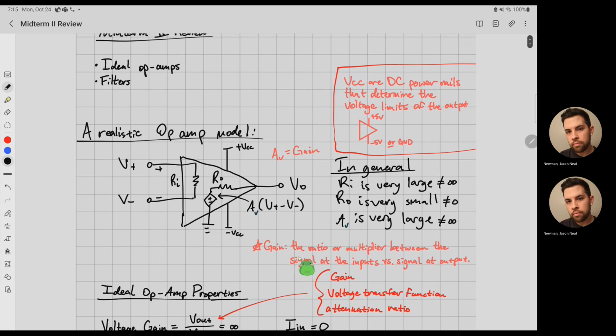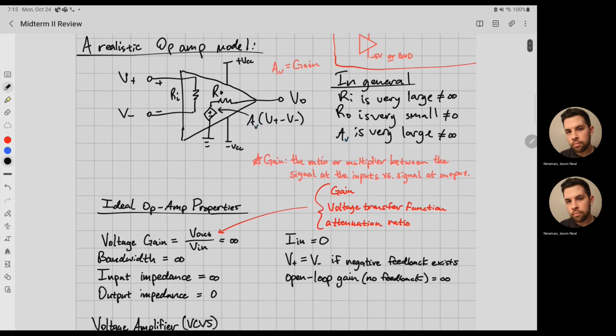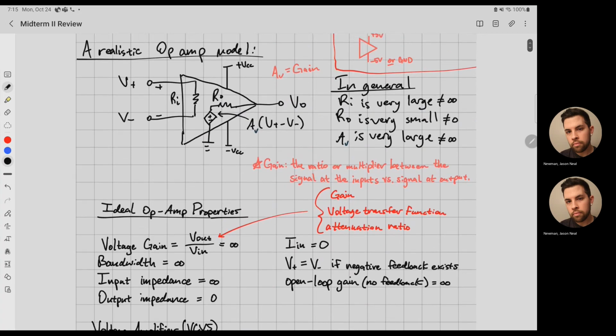And I just have a note here. The gain is the ratio or multiplier between the signal at the inputs versus the signal at the output. I'm sure you guys know most of this by now. But let's talk real quick about the ideal op amp properties. The ideal op amp properties are basically saying that in an ideal world, this is what the op amp wants to do. But because of reality, in the realistic op amp model, that doesn't happen. You can't go to infinity or zero in a realistic op amp like here.